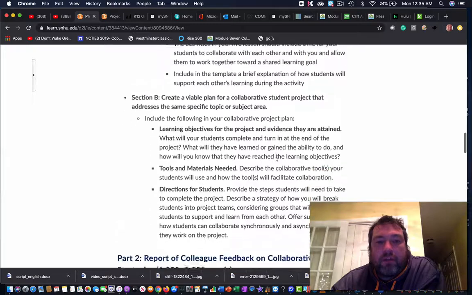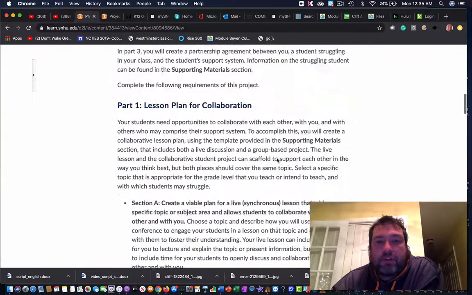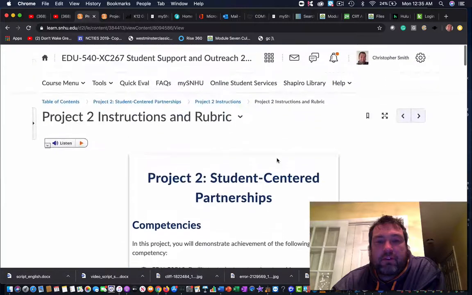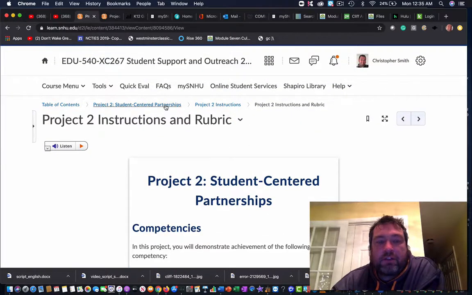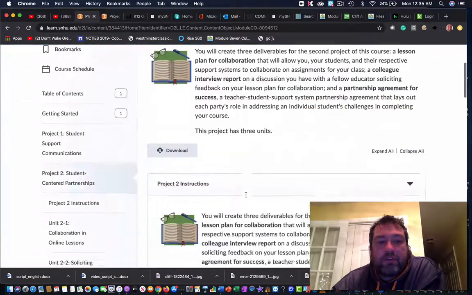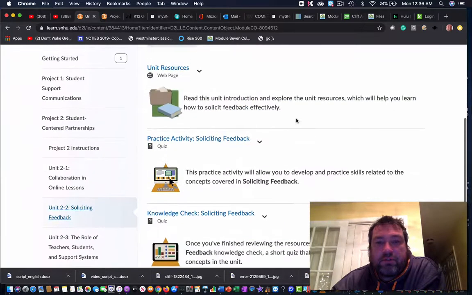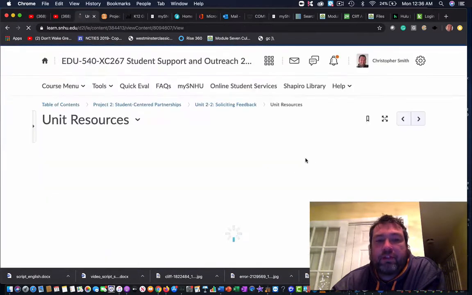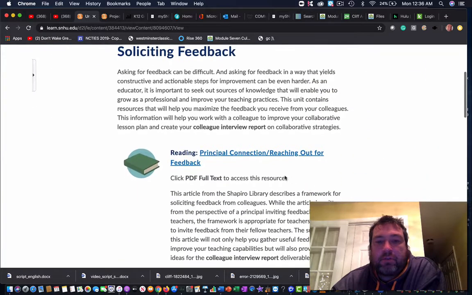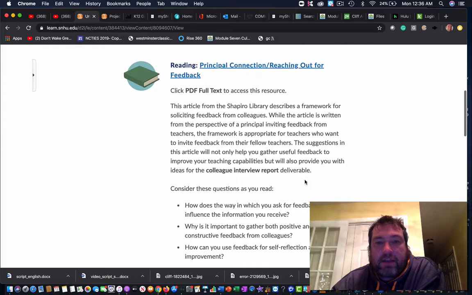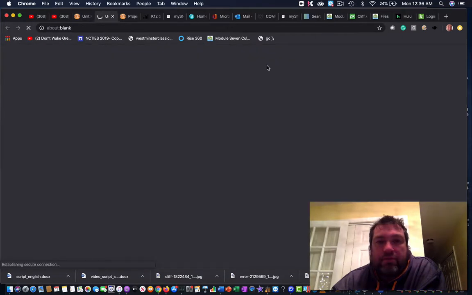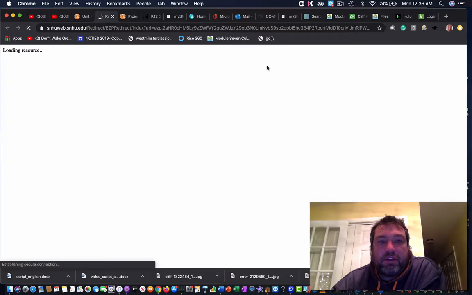As always, when it comes to the project, you'll want to go back through and look at the different resources that are available in terms of project 2 and unit 2. If you go back to unit 2, you'll see that there is information on the role of the teachers, soliciting feedback. That's probably where you'll want to go, 2.2 and the unit resources that are available for that. You can go through and look at principal connection, reaching out for feedback. And when you open these resources, you'll find that there's some really good information in the different resources that are available.